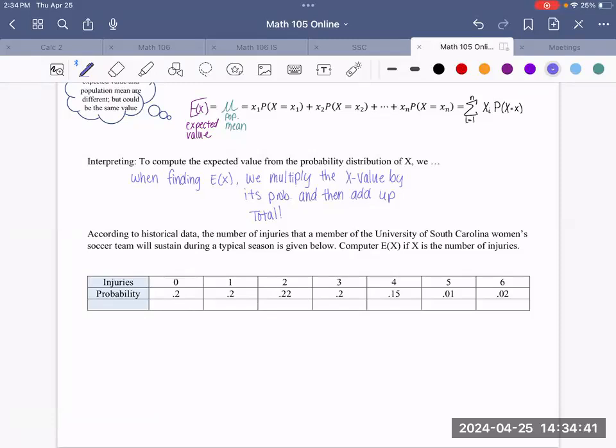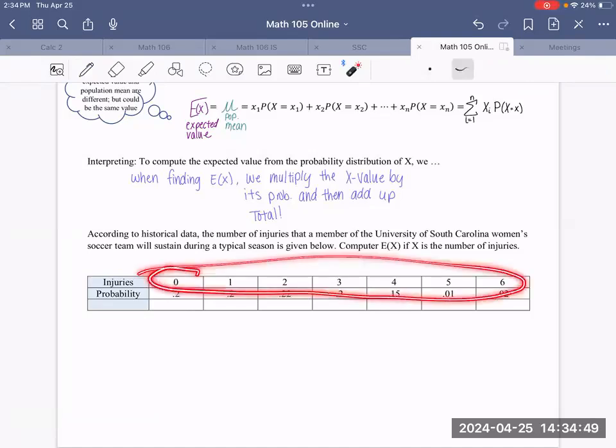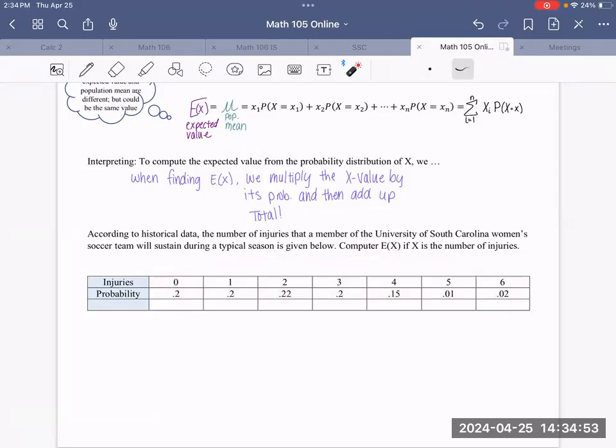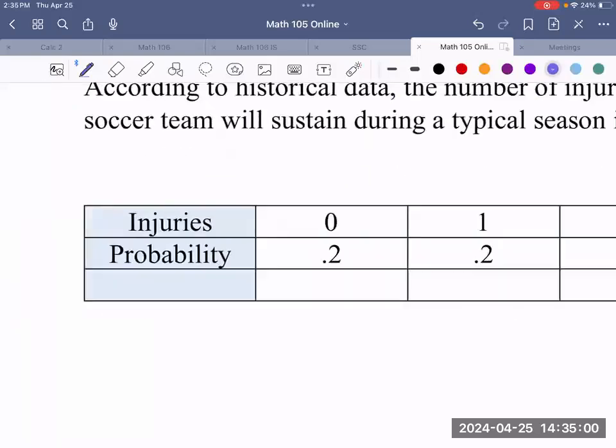Compute, not computer, compute E of X, so the expected value or the mean of the injuries. So they have determined for us already that these are your list of number of injuries, from 0 to 6, right? They don't tell us how they got it, but it's assumed that these are your X values. Whereas below is your probability of each X value.